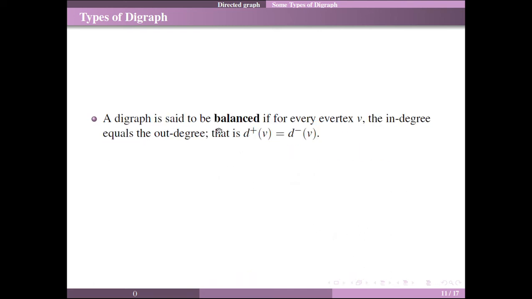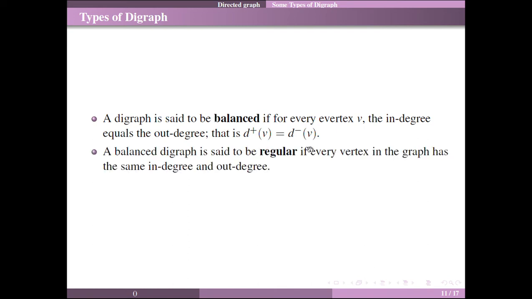A digraph is said to be balanced if for every vertex v the in degree is equal to the out degree. That is, for any vertex v, d plus of v equals d minus of v. If this is true for every vertex, then the digraph is said to be balanced. A balanced digraph is said to be regular if every vertex in the graph has the same in degree and out degree.